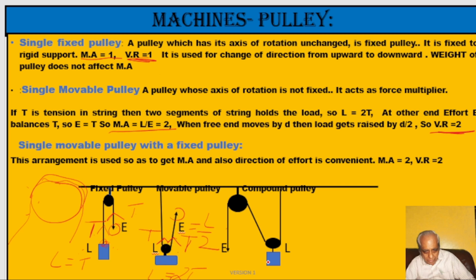Then why have I used 2 pulleys when I can get the same MA and VR in the single movable case? Here my effort is in the convenient direction. So that effort can be applied in the convenient direction, I have used 2 pulleys. Now the disadvantage of using 2 pulleys is that there will be more friction, so efficiency would be less as compared to the single movable pulley. Is it alright? So these are the very simple applications of pulleys.